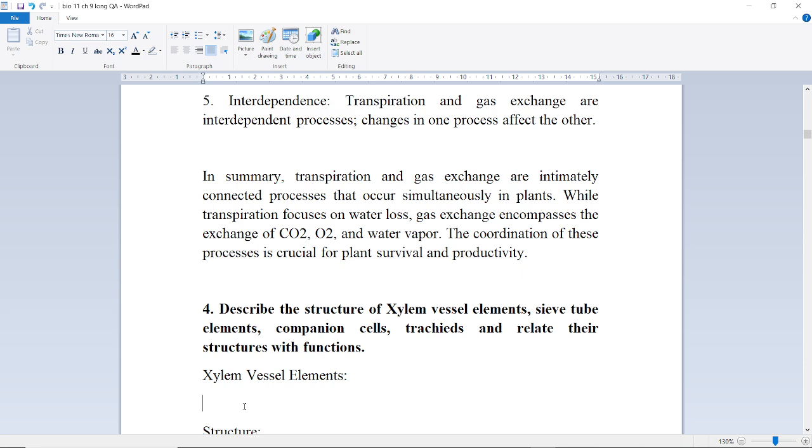In summary, transpiration and gas exchange are intimately connected processes that occur simultaneously in the plant. While transpiration focuses on water loss, gas exchange encompasses the exchange of carbon dioxide, oxygen, and water vapor. The coordination of these processes is crucial for plant survival and productivity.